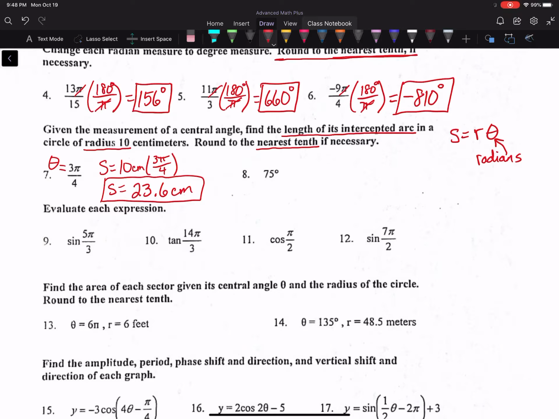Boom. All there is to it. Okay. Number 8, 75 degrees. We're going to use the same formula. S equals r, which is still 10 centimeters.